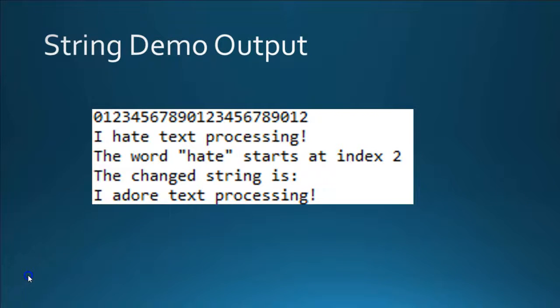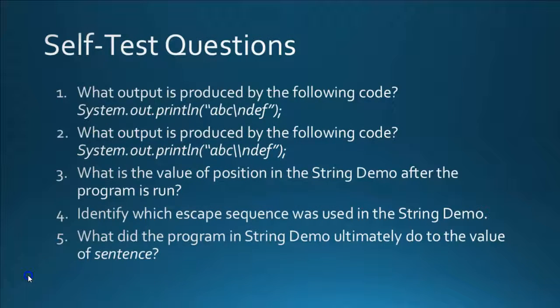Oh, how sweet. Let's look at these test questions now, ladies and gentlemen. Number 1, what output is produced by the following code? System.out.println, quote, ABC/N DEF. Number 2, what output is produced by the following code? System.out.println, quote, ABC/N DEF, quote. Number 3, what is the value of position in the string demo after the program is run? Number 4, identify which escape sequence was used in the string demo.